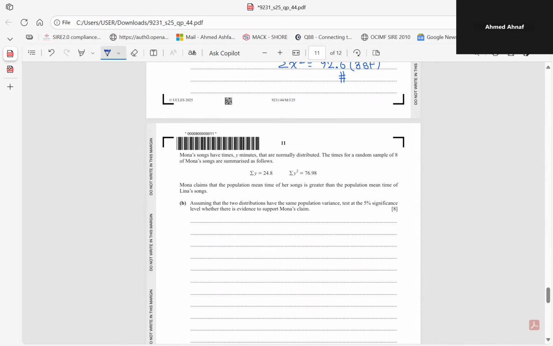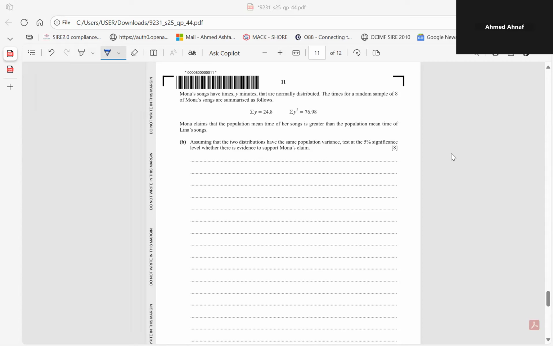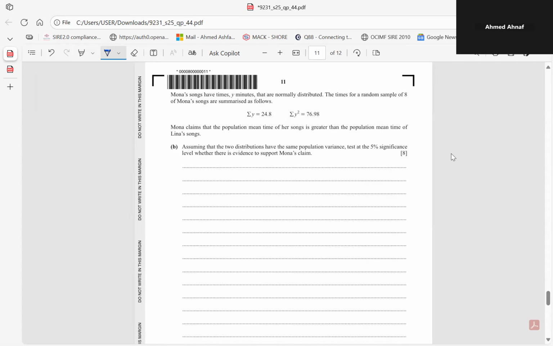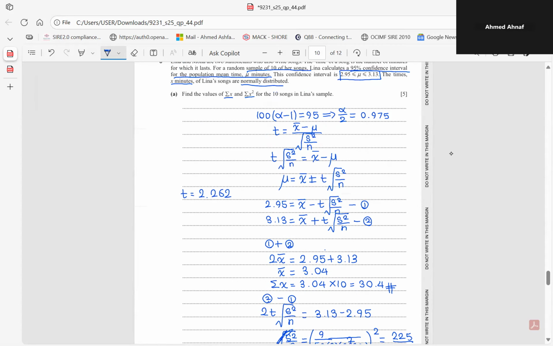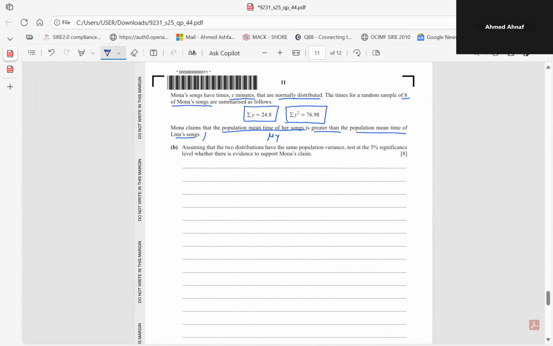Let's head on to the last part. For this last part, we're told that Mona's songs have times y minutes that are normally distributed. The times for the random sample of 8 of Mona's songs are summarized as follows: sigma y is 24.8 and sigma y squared is 76.98. Then we're told Mona claims that the population mean time of her songs, we're going to call it mu y, is greater than the population mean time of Lena's songs. So Lena's is mu x.